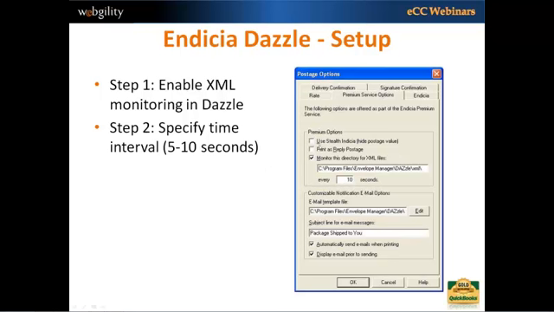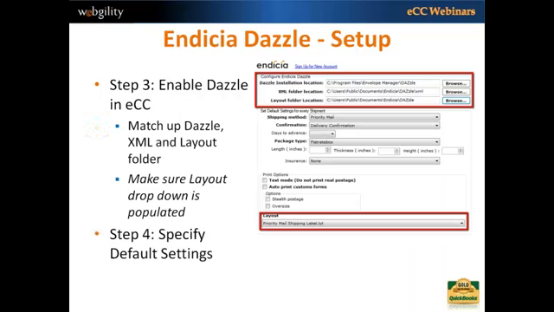Once you've set up your premium service options, you've set up the Monitor XML directory, you hit OK, and now Dazzle is ready to accept XML files at that particular location. So just like UPS WorldShip, we're going to go back into eCC now and configure eCC for Endicia Dazzle. So under the Shipping tab, I'm going to check that box to enable Endicia Dazzle. And now, once I've enabled Dazzle, a window pops up that asks me for all the configuration details.